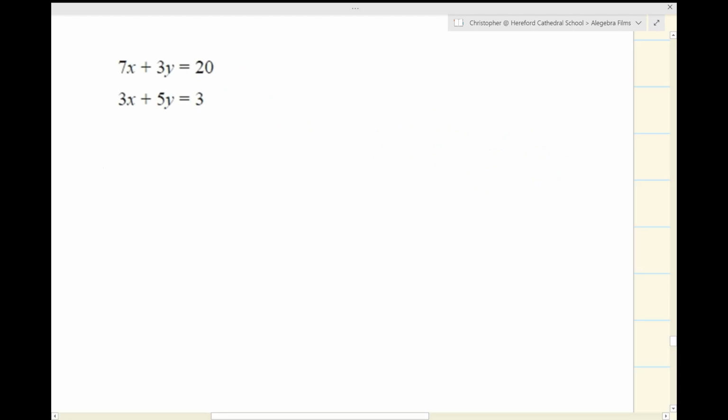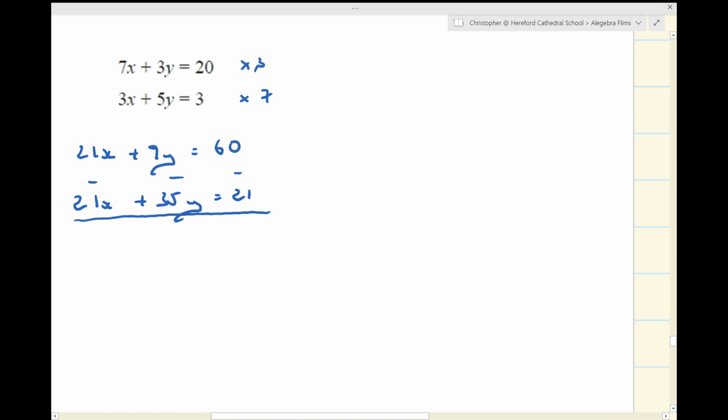Question 9. Get the x's equal, then subtract. Right, I'm going to multiply this top equation by 3 and the bottom equation by 7, because that gives me 21x in both equations. So top equation multiplied by 3, bottom equation multiplied by 7. Okay, minus, minus, minus. Right. 9y minus 35y, minus 26y equals 39. Divide both sides by minus 26. y is minus 3 over 2.